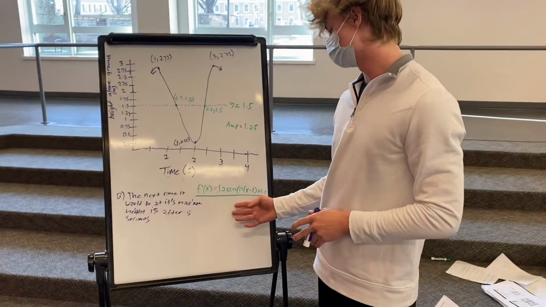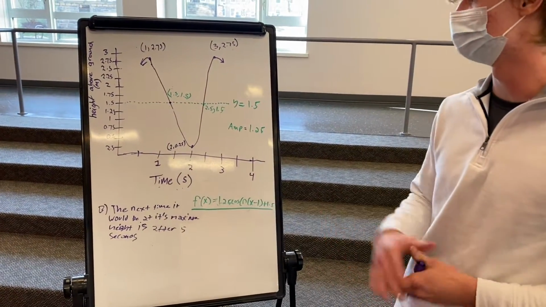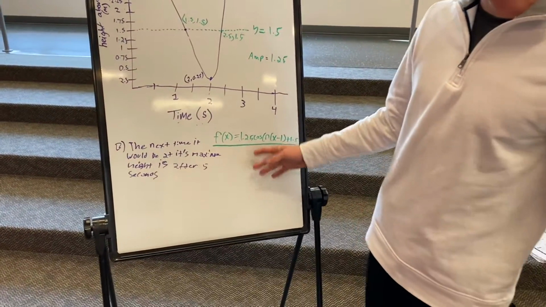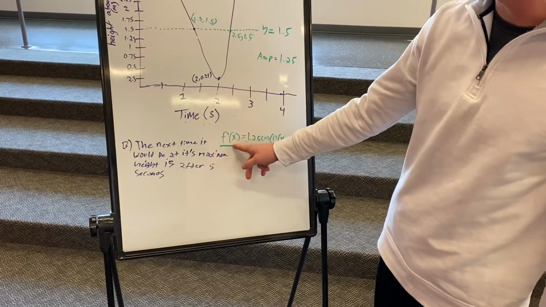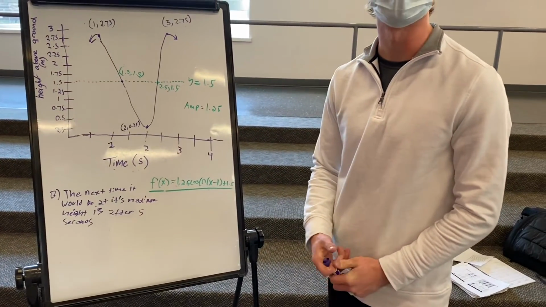Just to reiterate, this is the equation that we found to tell how far above the ground the rope is after a certain amount of time has elapsed. So what you would do is plug in your seconds for x, and then figure out how far above the ground the rope would be after a certain amount of time has elapsed.